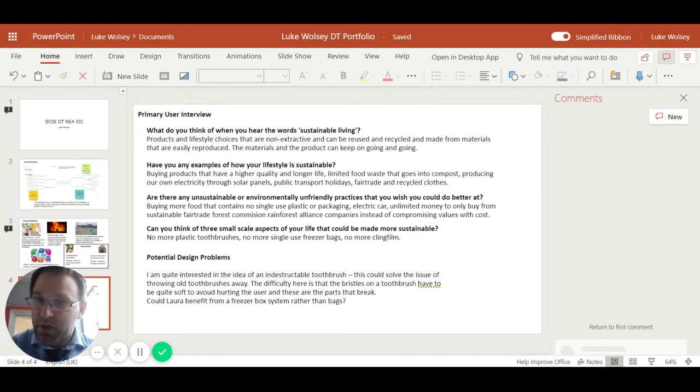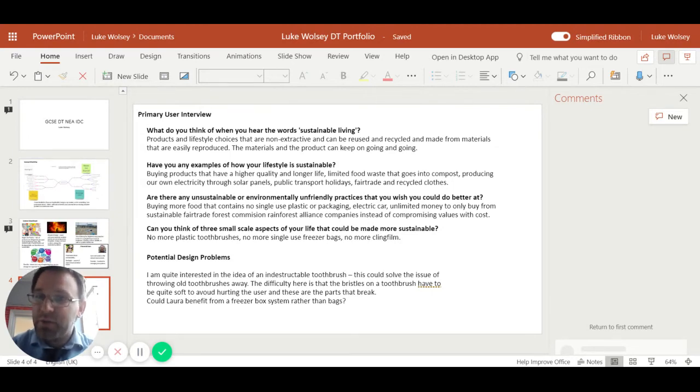My wife answered, products and lifestyle choices that are non-extractive and can be reused and recycled and made from materials that are easily reproduced. The materials and product can keep on going and going. So like I said, she is already aware of sustainability. She knows what it means. She's got a good idea of what that looks like.